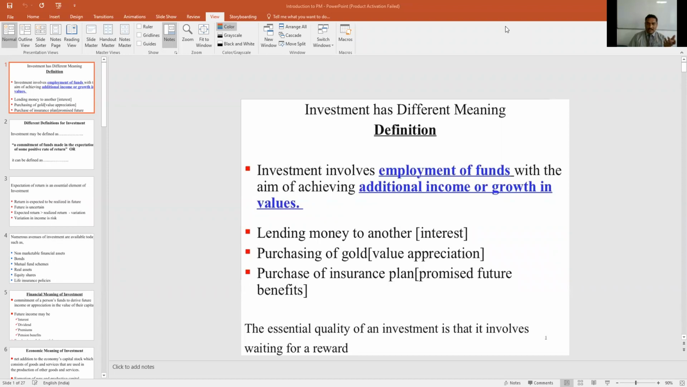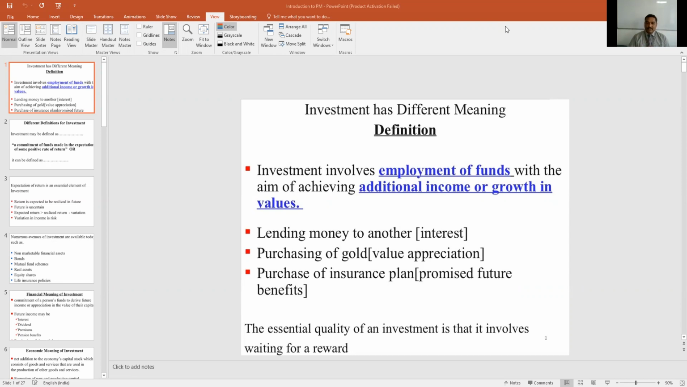So we need to generate some income, or we need to grow the money which we have. For that, we are employing the funds, and whatever additional revenue we are getting, that is the return we are getting from the investments. Or we can say lending money to another, where we get additional income in terms of interest. Or we can say purchasing of gold, which is another meaning for investment. What we get in return here is value appreciation.